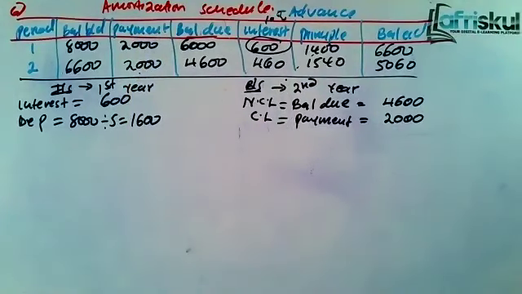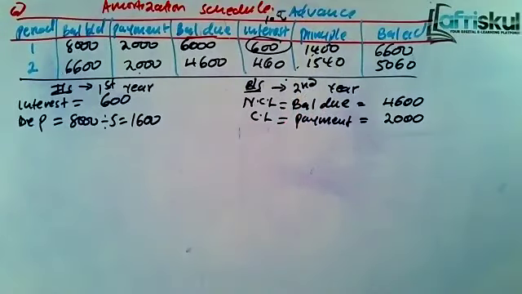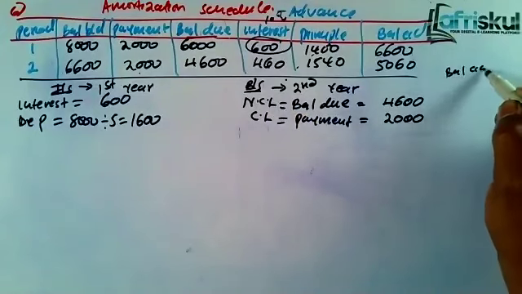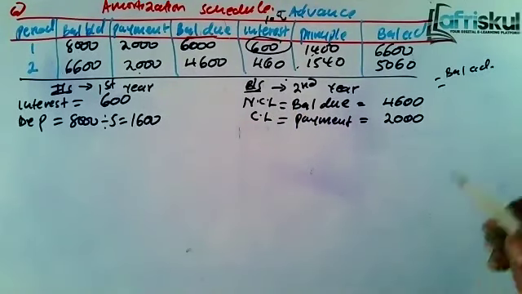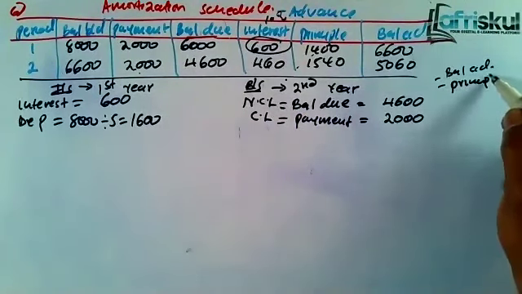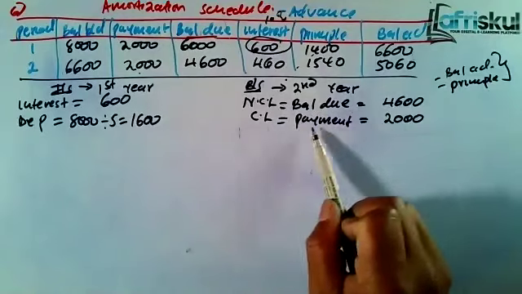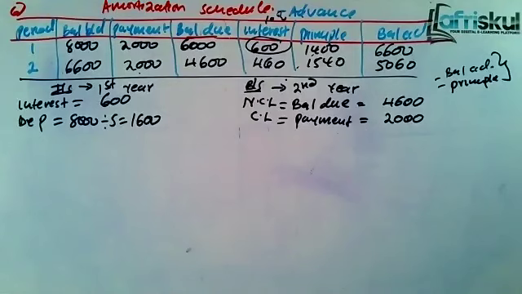If I may take you back, assuming it was payment in arrears. Remember we said in arrears, you will be doing this. In arrears, here for non-current liability you take the balance carried down for the second year, and to the current liability you take the principal. That's when you are paying in arrears. But when you are paying in advance, you take the balance due and the payment. You have to differentiate between the two. When you're paying in advance, when you're paying in arrears.